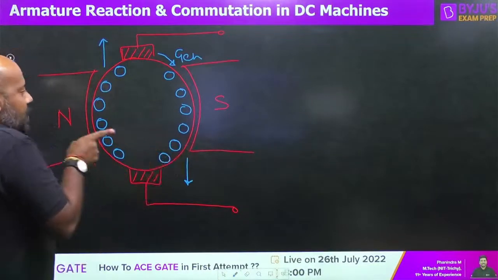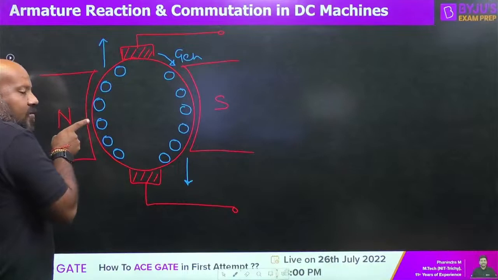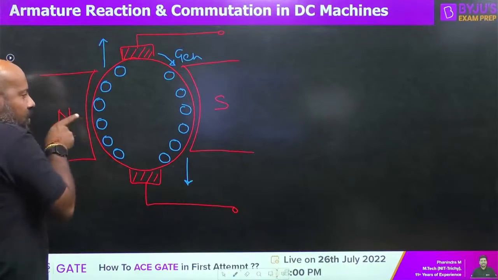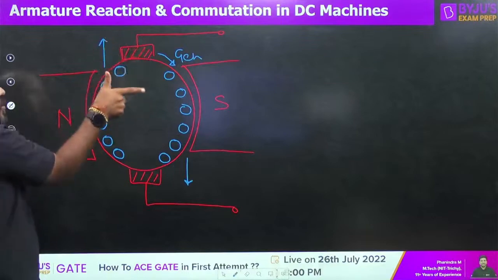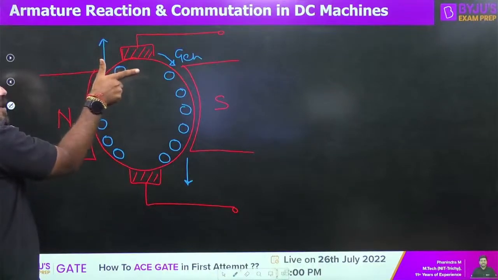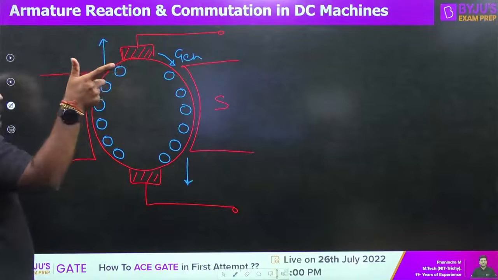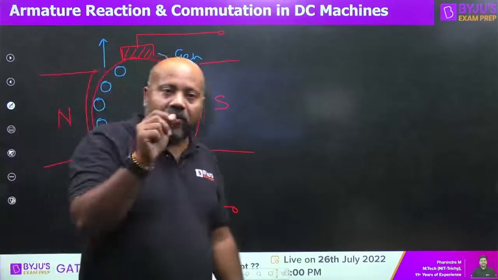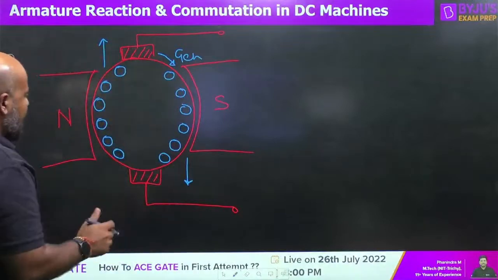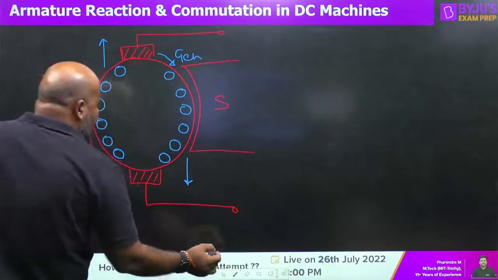Index finger in the direction of main field flux. What is the direction of main field flux? It is north to south. Thumb in the direction of force, torque or movement. The movement is upside. So what is the direction of the central finger? The central finger is going into the plane of the screen. Into the plane of the screen. Just do it yourself. So what is the EMF direction you are getting?